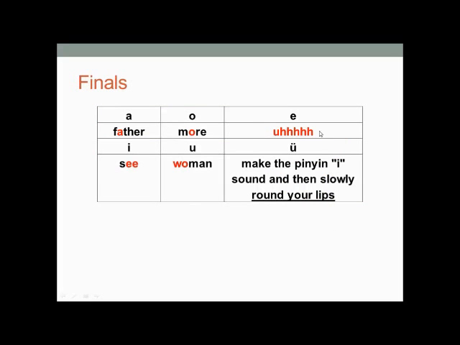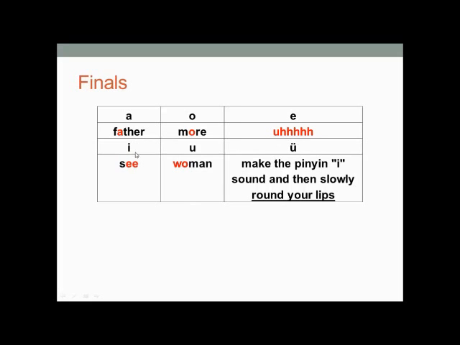The first one is a. You pronounce it like the A in father. The second one is o. You pronounce it like the O in more. The third one is e. It's like you are struggling with a question and you're thinking about the answer. It's like I'm not sure about the answer.